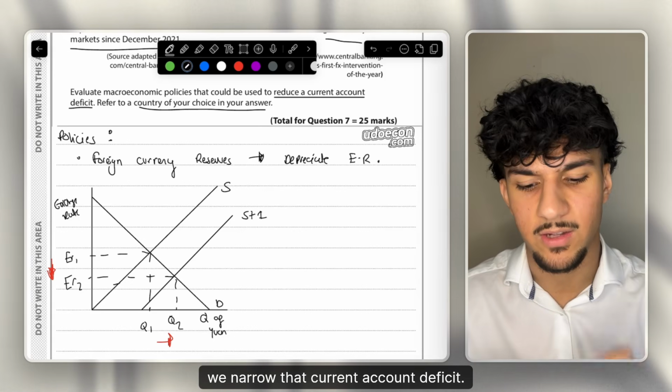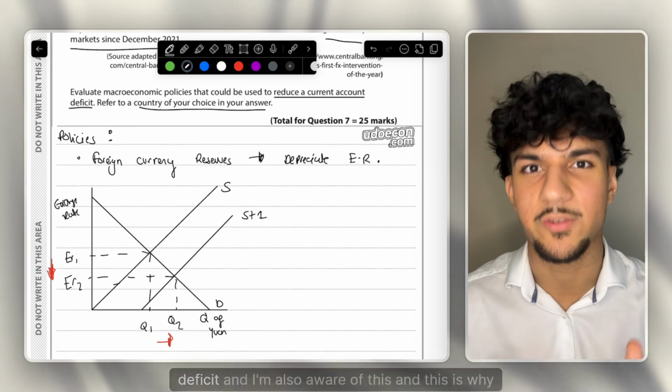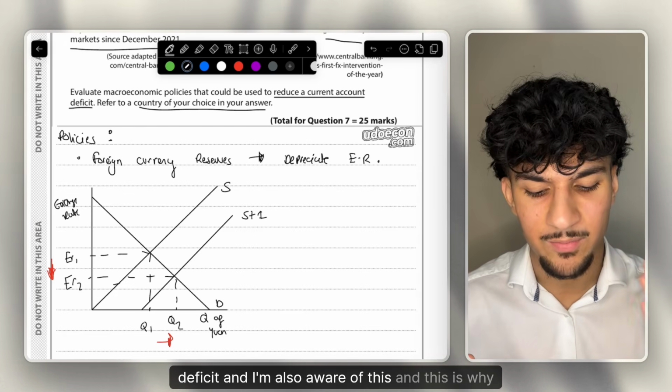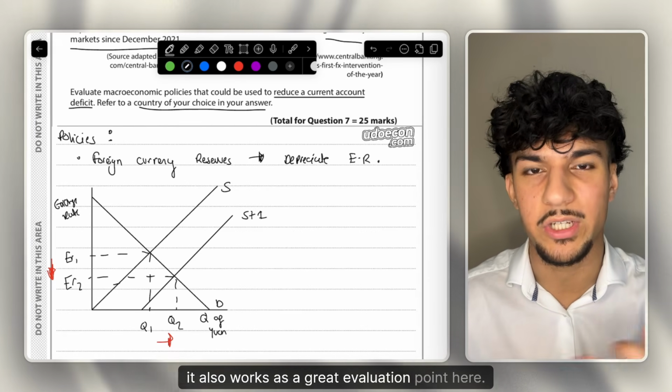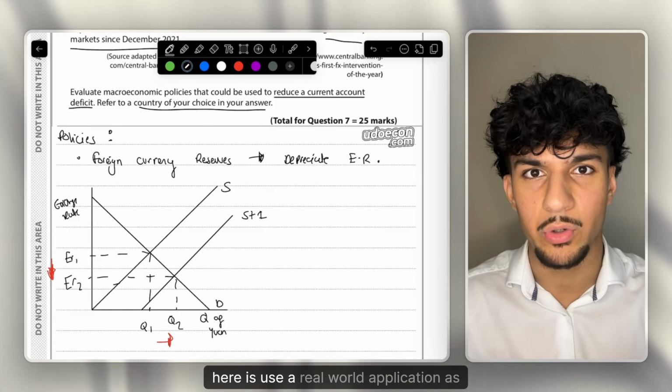current account deficit. Now, before you guys get on to me, of course, China does not have a current account deficit, and I'm also aware of this. And this is why it also works as a great evaluation point here. So one really good evaluation point I would use here is use a real world application.